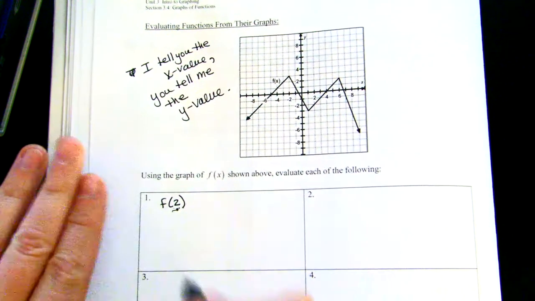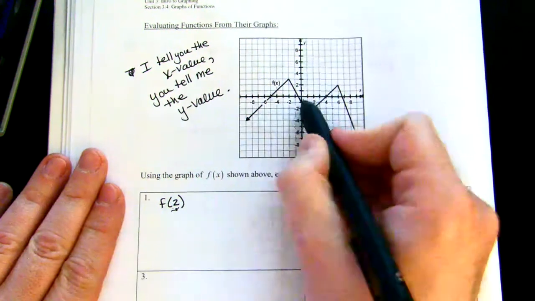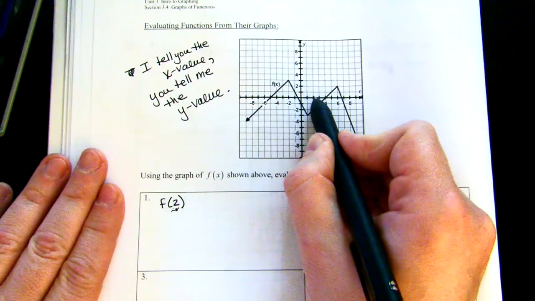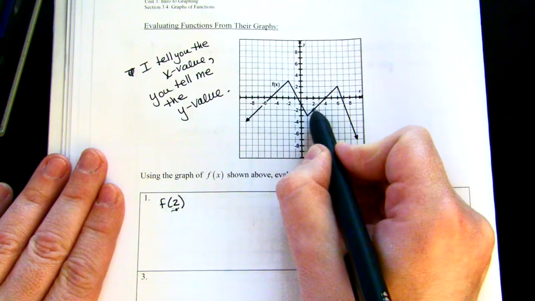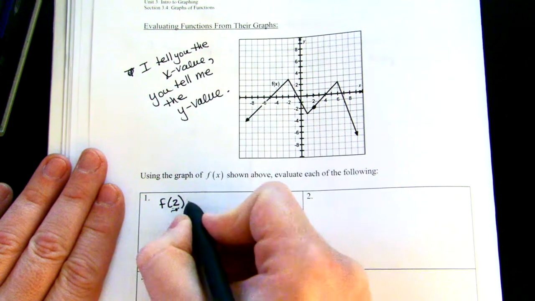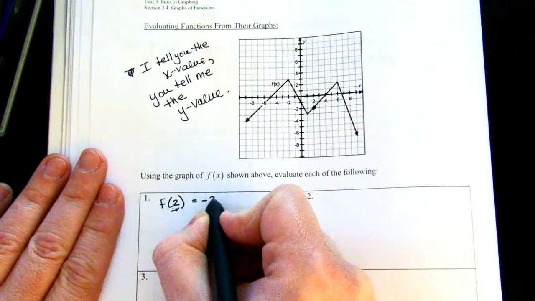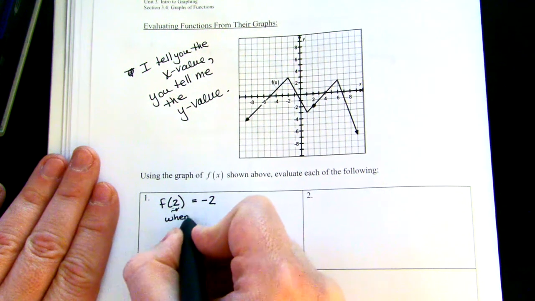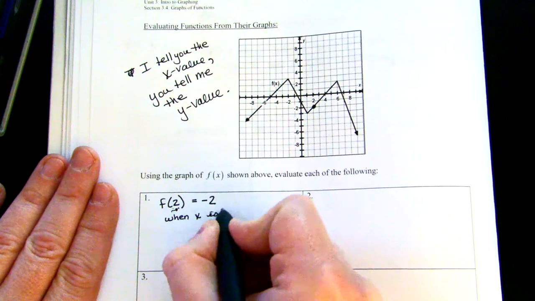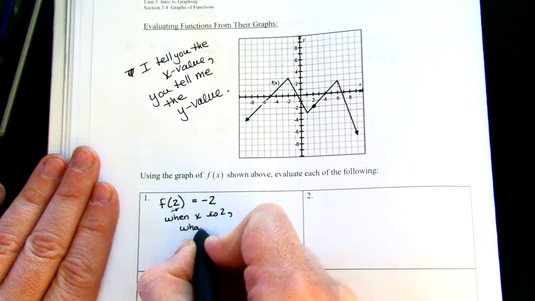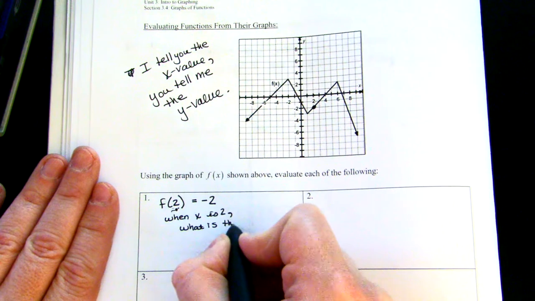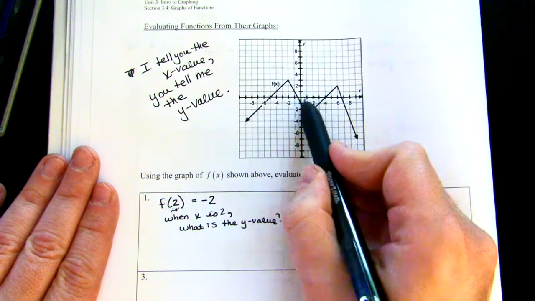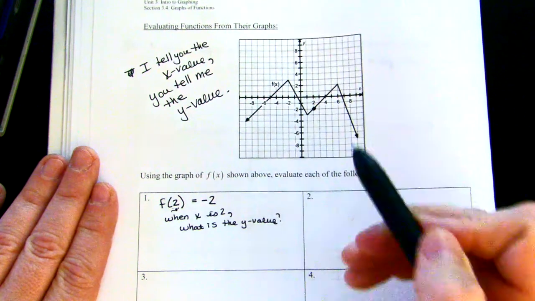To do the problem f of 2, I'm telling you if our x value is 2, what is our y value? So I'm going to go find my graph when x equals 2. I think when x equals 2, my graph is right over here. What's my y value? My y value is negative 2. What this problem asked is when x is 2, what is the y value on the graph? And we saw that our y value when x is 2 is negative 2.